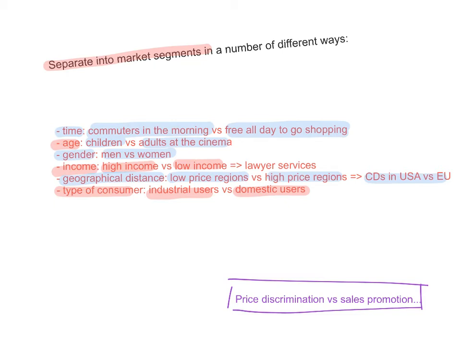Now remember, it's very important not to confuse price discrimination with sales promotion. Make sure you really do understand the difference between both, because sometimes what might appear to be price discrimination is actually just the business trying to promote its sales, like buy one, get one free, or giving a discount to certain members and so on. So don't confuse price discrimination with sales promotion.